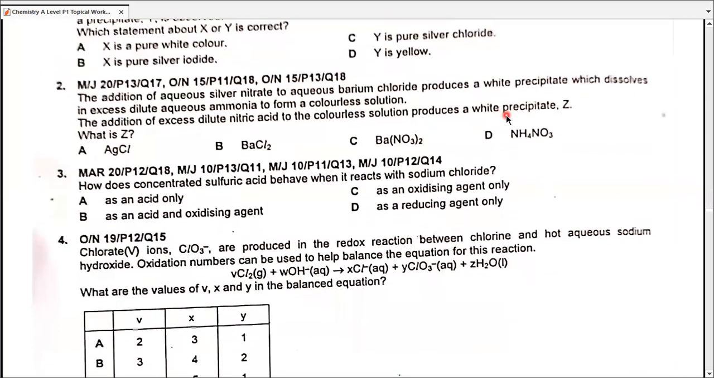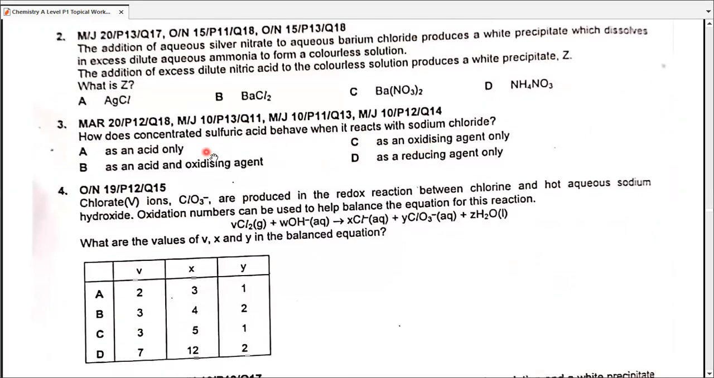2. The addition of aqueous silver nitrate to aqueous barium chloride produces a white precipitate which dissolves in dilute aqueous ammonia to form a colorless solution. The addition of excess dilute nitric. This is too easy. I just told you that. So you're going to jump right off with A, silver chloride as the colorless solution. So you already know. Let's not do this. It's too easy. Let's see what we have next.